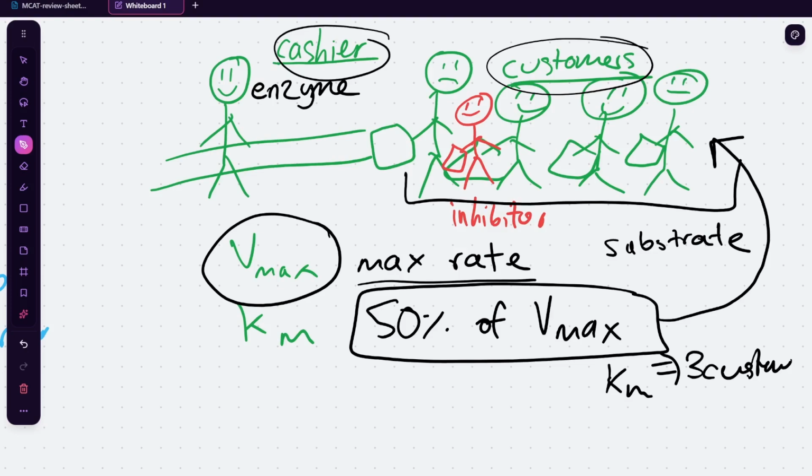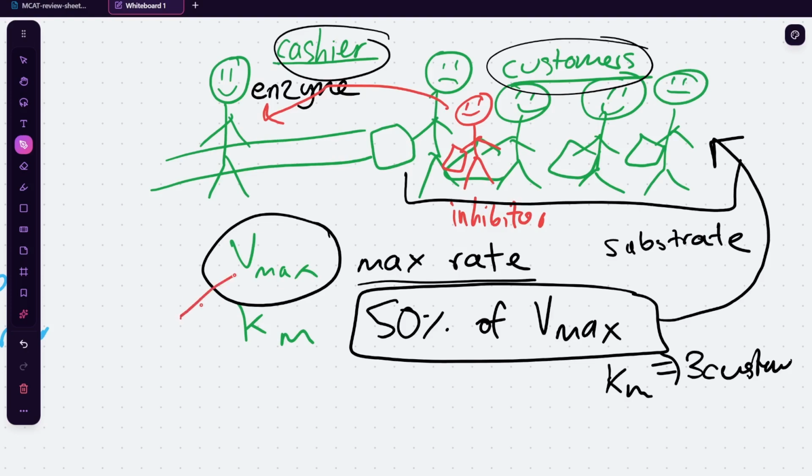Now for non-competitive inhibition, you can think of it as an inhibitor that distracts the cashier by constantly tapping them on the shoulder, disrupting the cashier. The cashier is now permanently less efficient. So not only does the Vmax go down, the cashier can only do, let's say, 20 customers per hour now instead of 40. So they're always inefficient, and the Km does not change. It takes the same number of customers in line to get half speed, so 50% of their new max.